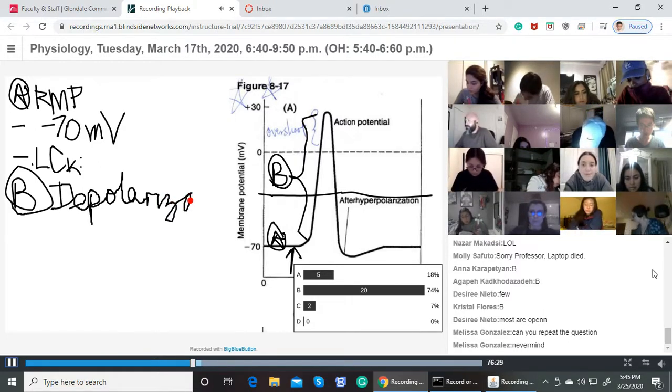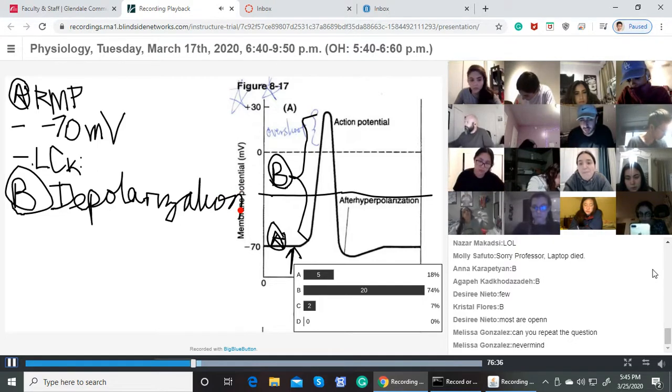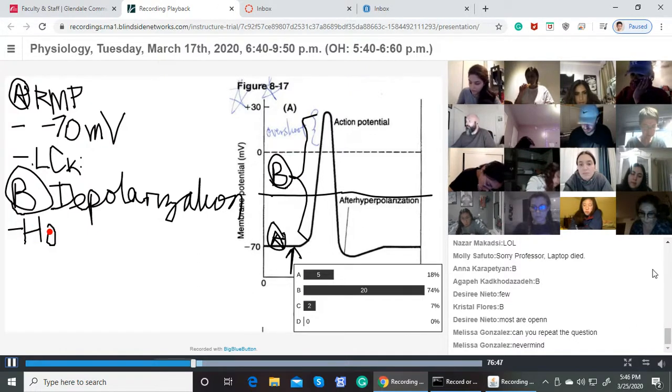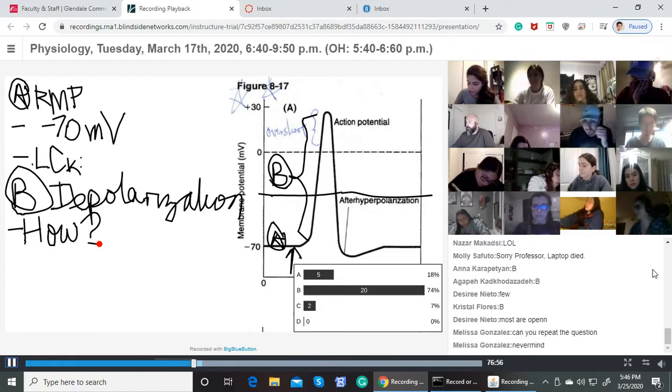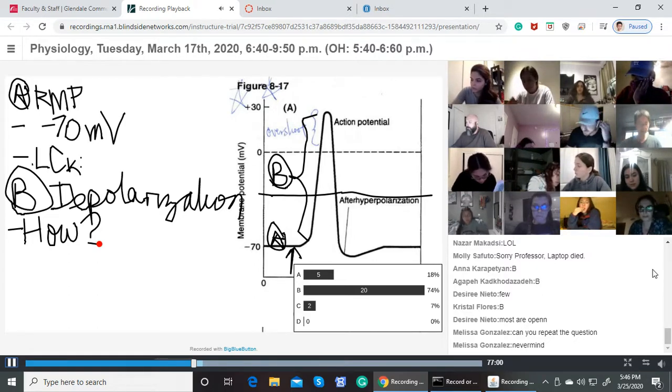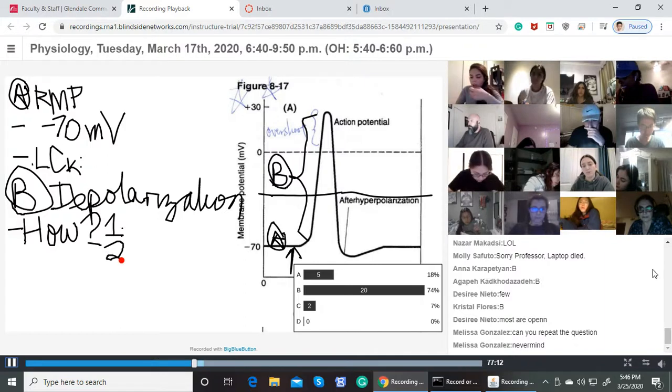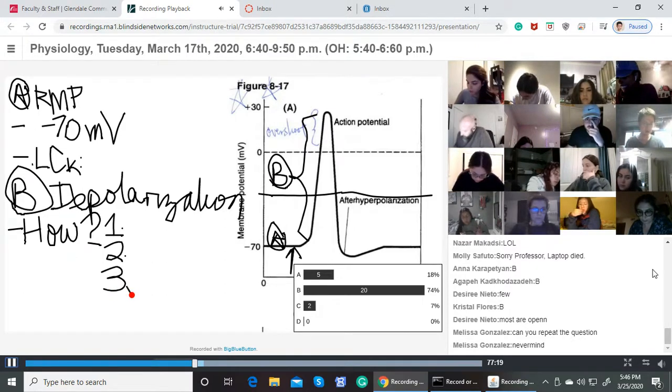Depolarization. You know how to spell it, right? I don't need to spell this. Depolarization. Okay, now this is a good question. How do we trigger this depolarization? Let me give a tip. We can do this by 3 methods. Anyone want to answer? What are the 3 methods we can trigger such a depolarization?